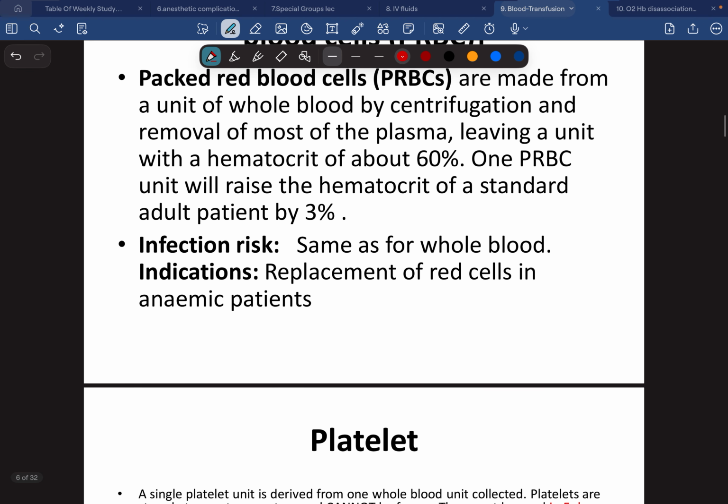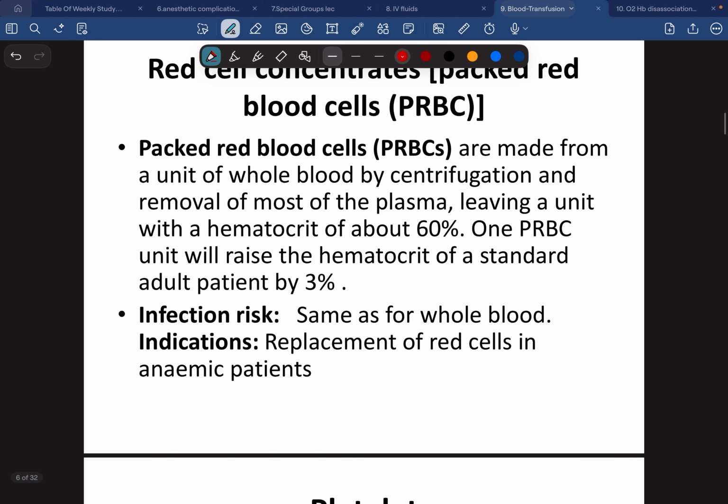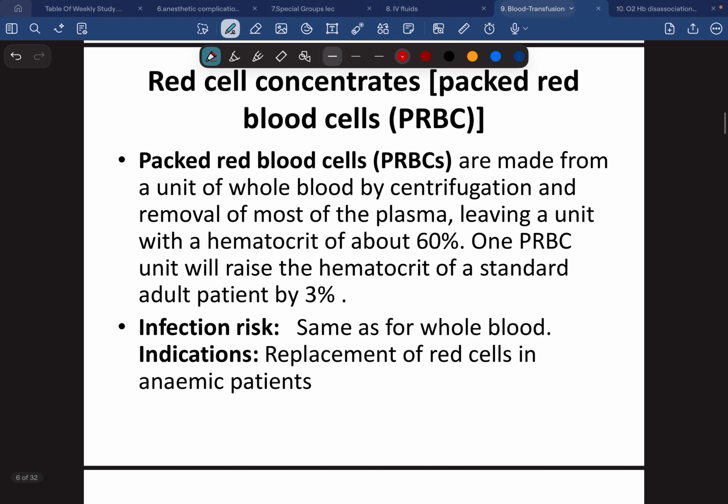Packed RBCs. Each unit of packed RBCs has a hematocrit of 60%. It should elevate the patient's hematocrit by 3%. It carries a small risk of infection, as with whole blood. Indications: anemic patients, whatever the cause, whether due to blood loss, bleeding, diseases, or more destruction.